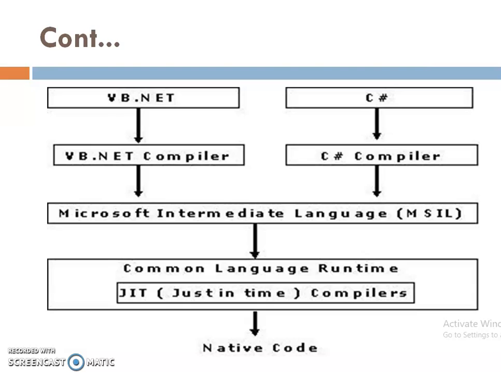This is the image of how CLR works. First, we write code in a .NET Framework language like VB and C#, then the language compiler compiles the code. It converts VB and C# code to MSIL code, Microsoft Intermediate Language code. Then CLR uses this code and, using the just-in-time compiler, converts it to native code.